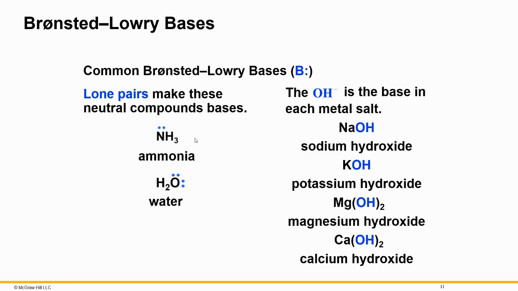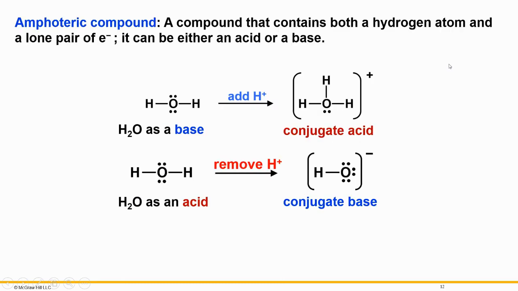And these are on your sheet, but we should also be able to name these because we have the metal and we have hydroxide. Okay. All right, this is kind of an interesting word, amphoteric. Amphoteric just means it can be an acid or a base.